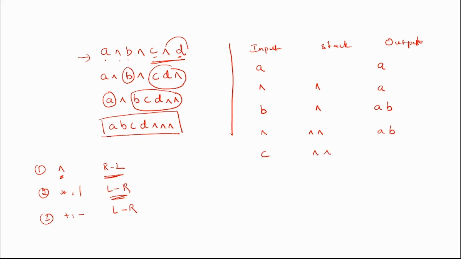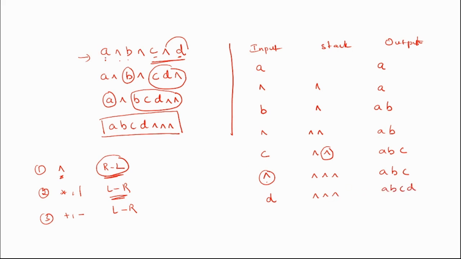Now after B comes C, right? This is not an operator, therefore I will say A, B, C. After C comes exponential. Now I will compare exponential with the operator on top of the stack, right? These two have the same precedence, therefore as I've already told, if the incoming operator has the same precedence as that of the operator in the stack and there is right to left associativity, then I push it into the stack. So now here I say A, B, C. Then comes D. D is not an operator, therefore I'll say A, B, C, D as it is.